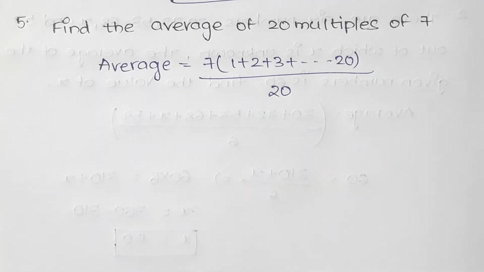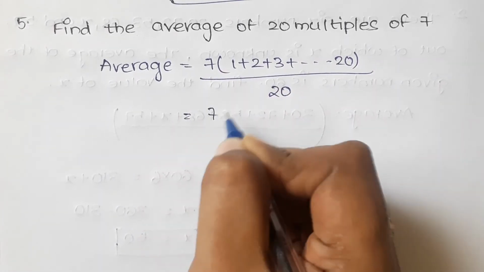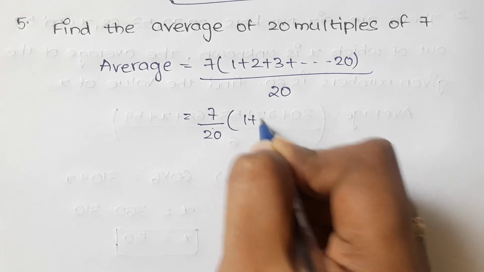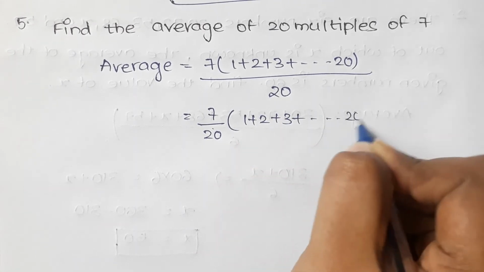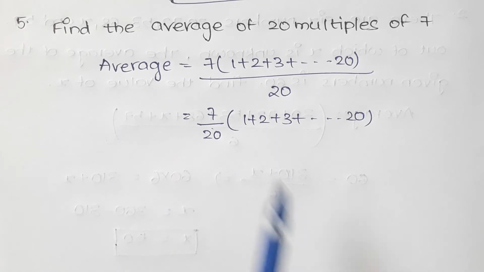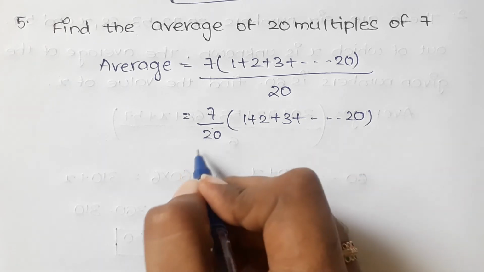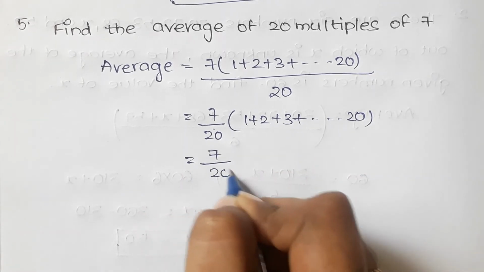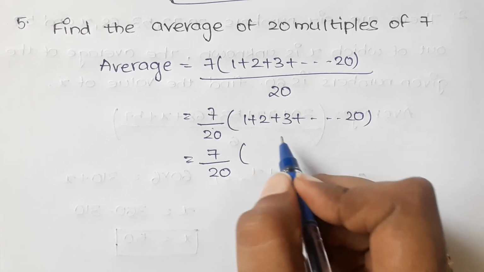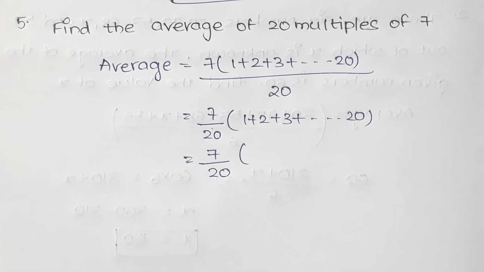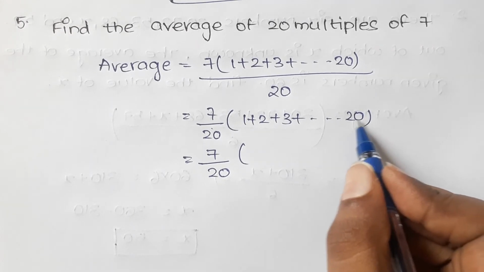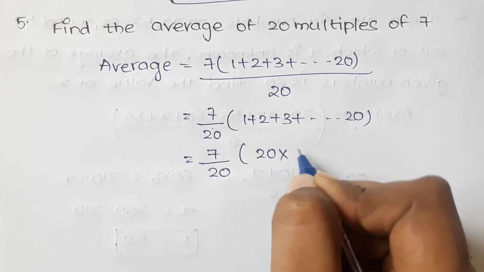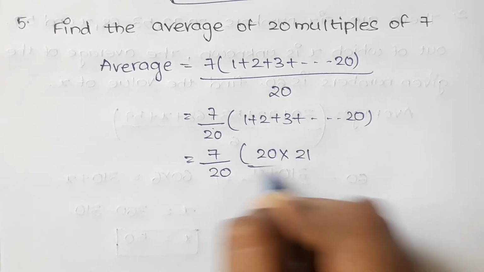And now here we should find the sum of these numbers. In the previous question we have solved that the sum of first n numbers is n into n plus 1 by 2. So we should apply that formula. Now 7 divided by 20 into n into n plus 1 by 2, which is nothing but, here we have 20 numbers, so 20 into n plus 1, that is 21, by 2.